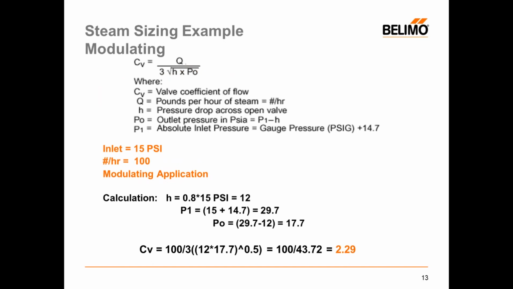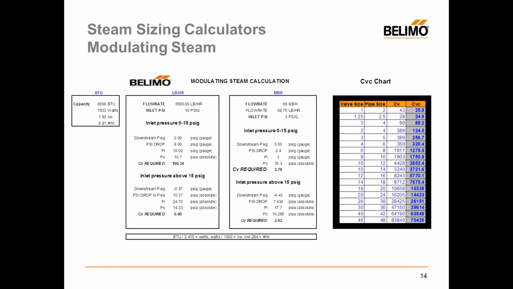So again, here's our math, and instead of taking 0.1, we're taking 0.8 of the inlet pressure or a 12 psi drop. And we calculated a 2.29 CV, the actual size of the valve. That's going to be a small valve.